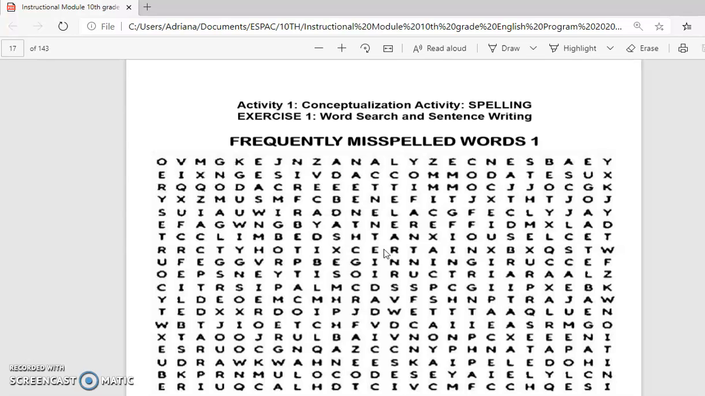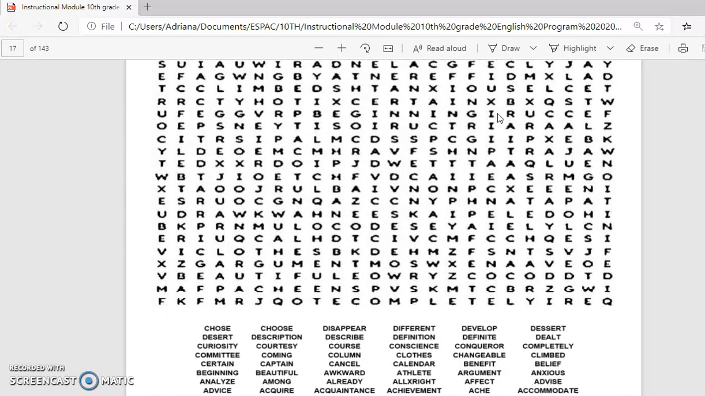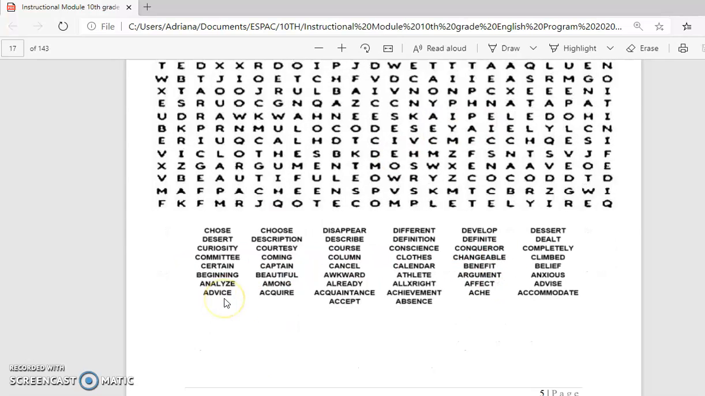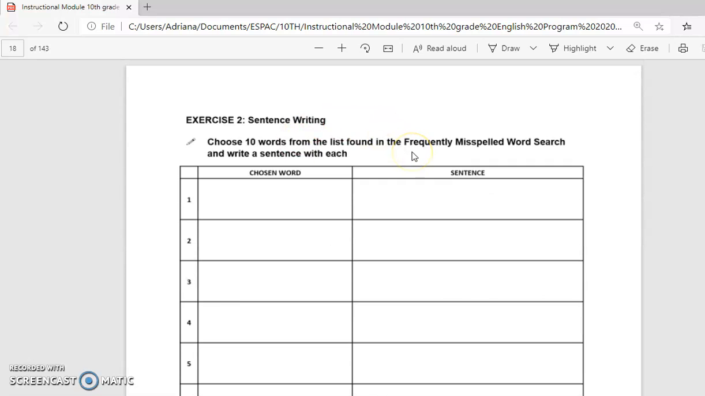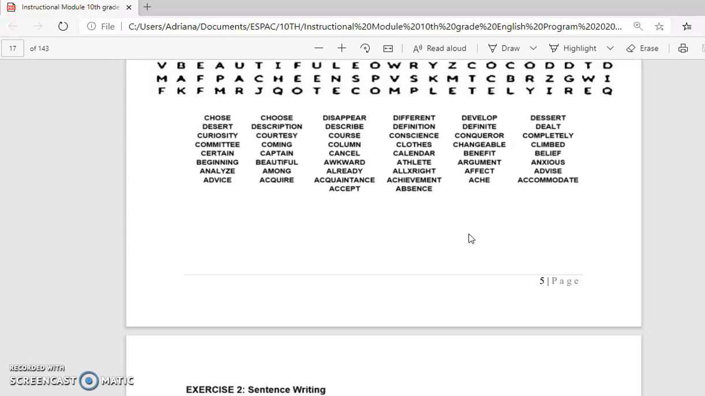So here you have the first activity, which works with spelling, and you have a word search where you will find frequently misspelled words. Here are the different words. And then with that, you're going to choose 10 words from the list and write a sentence with each. You have to make sure that the word is grammatically correct.